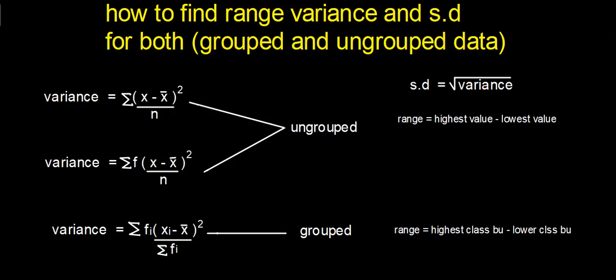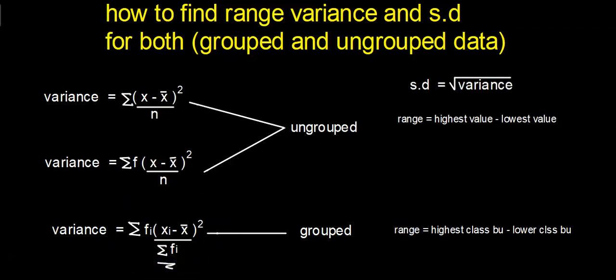But before we go to the examples, the formula for the variance is the sum of (x minus x-bar) squared over n, and also the sum of f times (x minus x-bar) squared over n. These two formulas are for ungrouped data, and we also have another formula for the grouped one, which will be the sum of f times (x minus x-bar) squared over the sum of the frequency. So this will be for the grouped one.